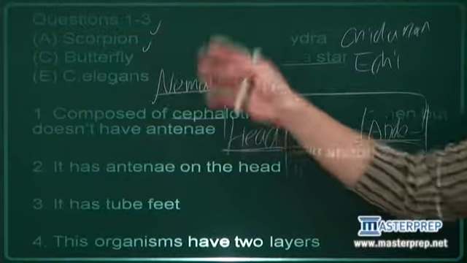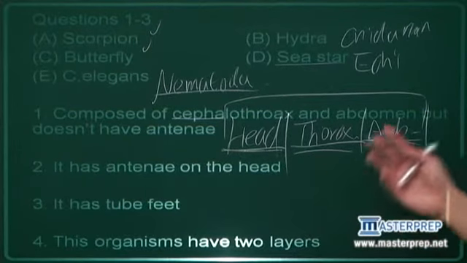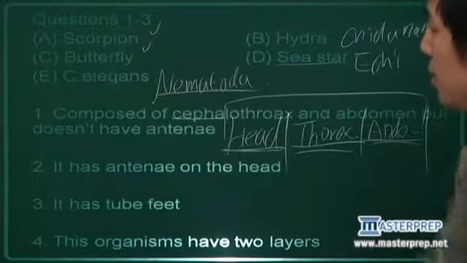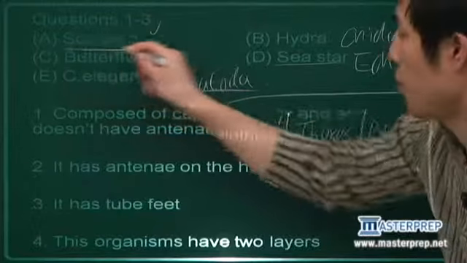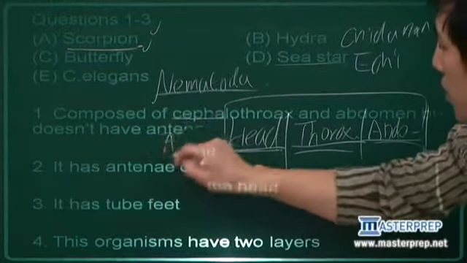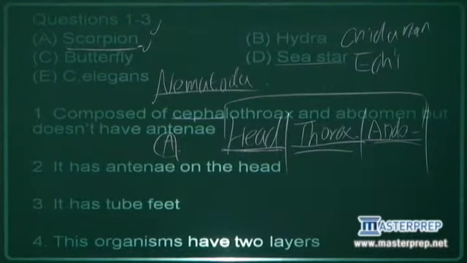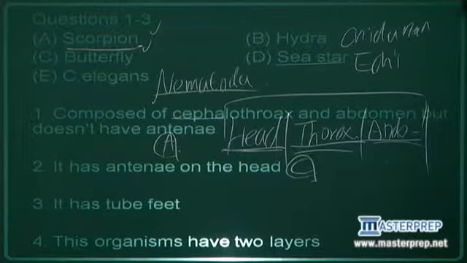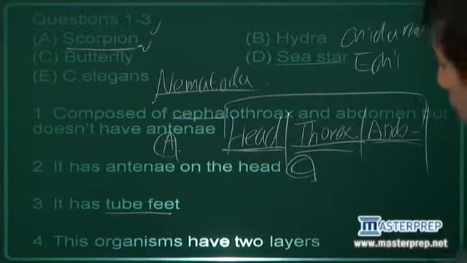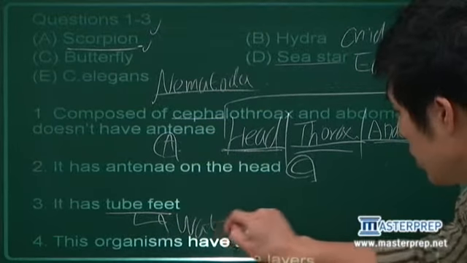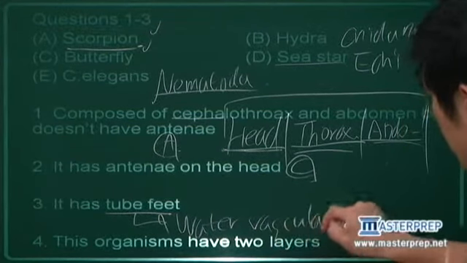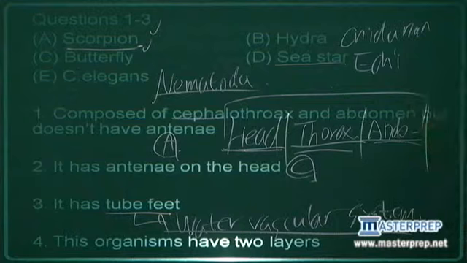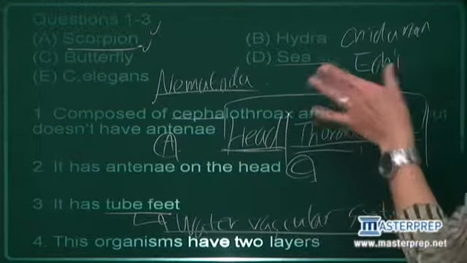So it's got to be either A or C for number 1, but what does it say after this? But doesn't have antennae. Butterfly, obviously, this is insecta, so it's got antennae. A scorpion, they don't, right? So A is the answer. And number 2, it has antennae on the head, talking about C. And number 3, it has tube feet. What is it? Tube feet comprises water vascular system. And water vascular system is one of the most important features of phylum Echinodermata.